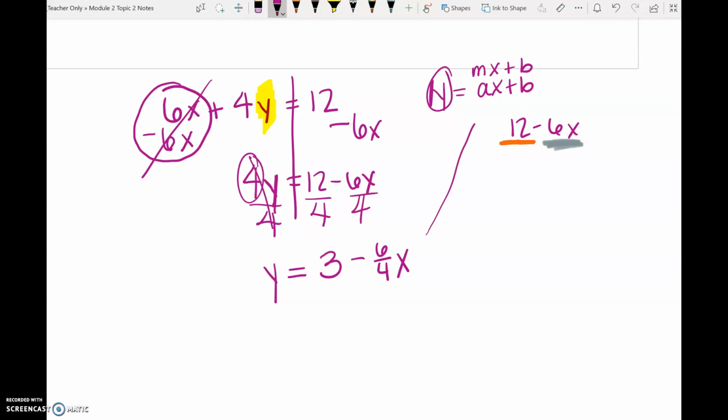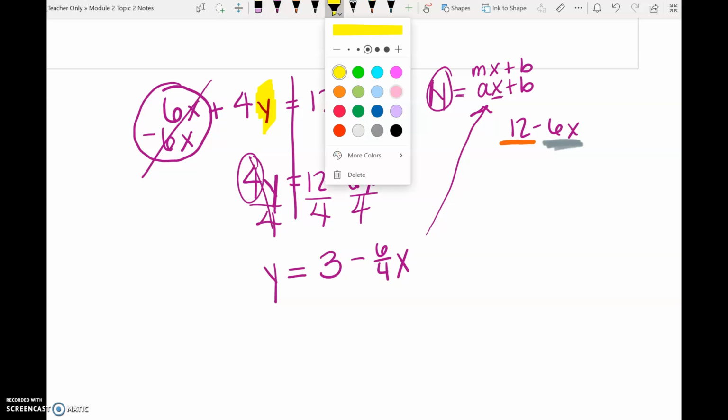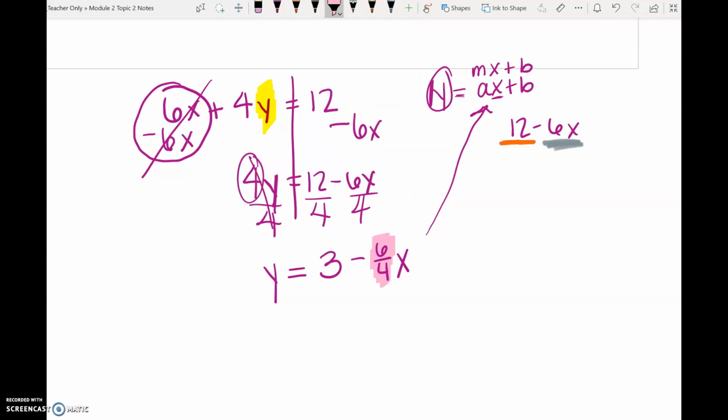Notice though, when I look up here, my x is right next to the equal sign. Right now my x is on the end, and that's not what I want. So I need to figure out what exactly goes with the x. There's a 6 over 4 that goes with x, but we also have to keep in mind that we're subtracting it, which means it's negative. So when we rearrange, we have to make sure to bring that negative with us.